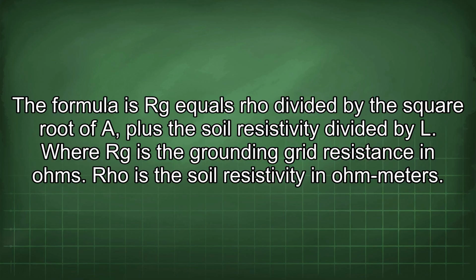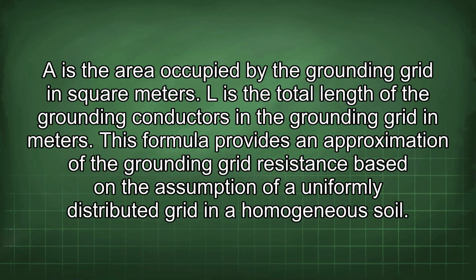ρ is the soil resistivity in ohm meters. A is the area occupied by the grounding grid in square meters. L is the total length of the grounding conductors in the grounding grid in meters.